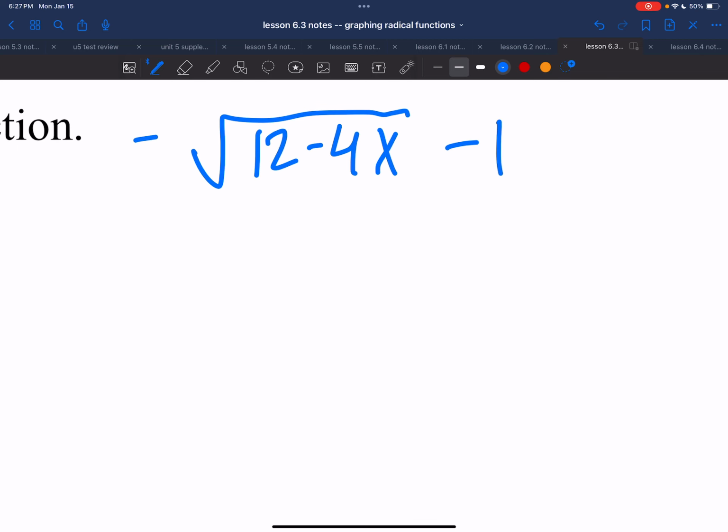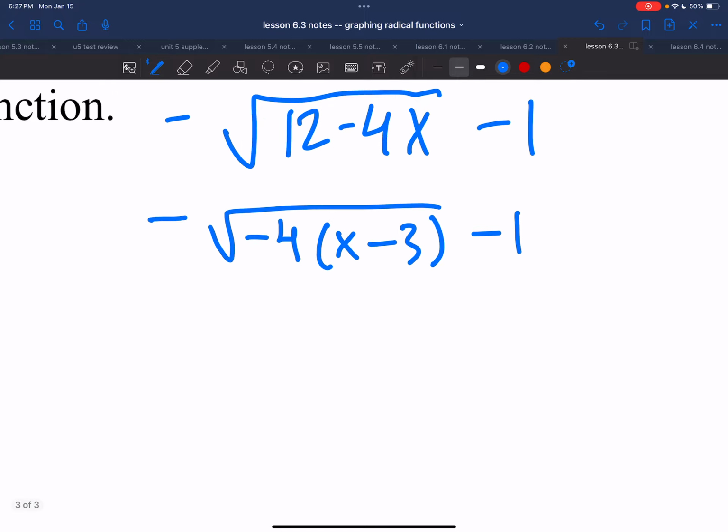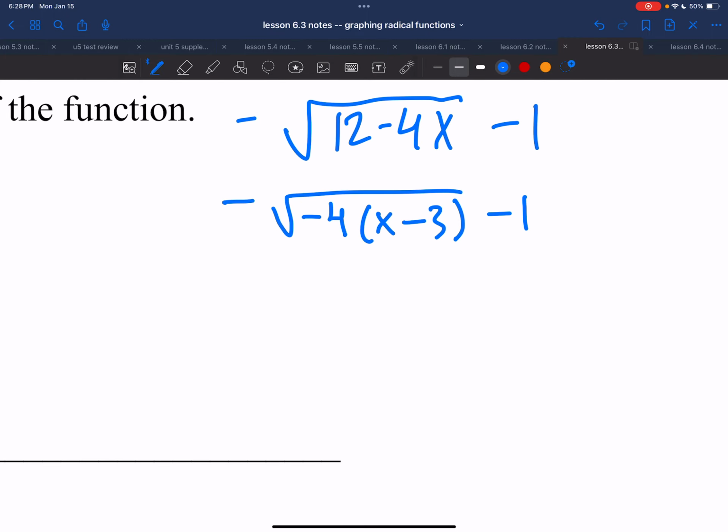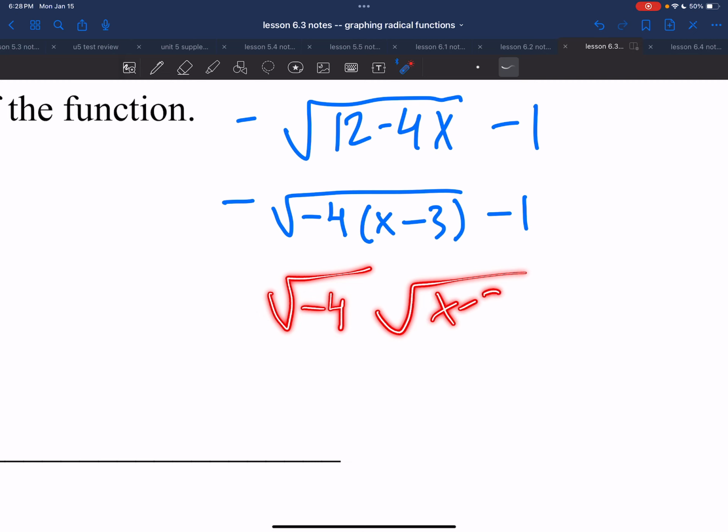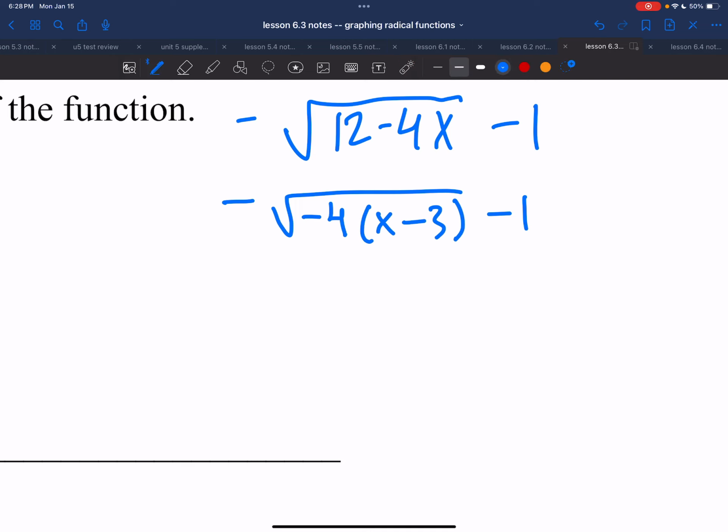What we're going to do is factor out negative 4 from this expression. So negative 4 times x is negative 4x, and negative 4 times negative 3 is positive 12. Okay? Now, here's the thing. You can't pull a negative out of a root. Because if you said this was square root of negative 4 times square root of x minus 3, well, square root of negative 4 is 2i. That's an imaginary number, and we can't do that. I mean, I guess we could. There's nobody saying you can't do it, but we can't graph imaginary, so we're not going to.